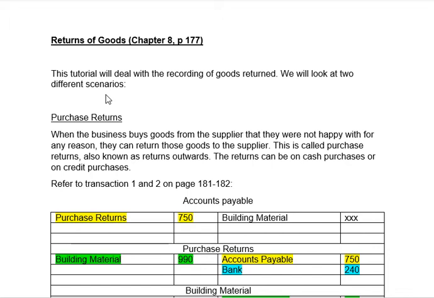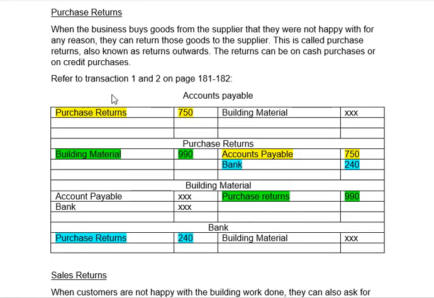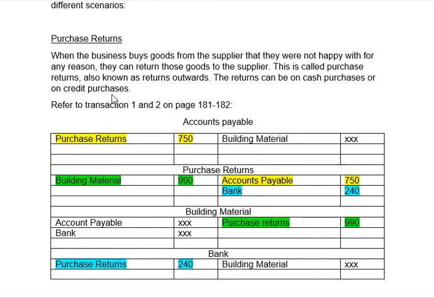So to do this example, I'm going to refer to the example on page 181 and 182. You'll see there's two transactions over there, transaction number 1 and transaction number 2. One is obviously a cash transaction and one is a credit transaction, so we can cover both of those types of accounts. Firstly, to do returns, obviously you had to have purchased material. You have to have materials to return, otherwise you can't do a return. You can't send something back that you don't have.